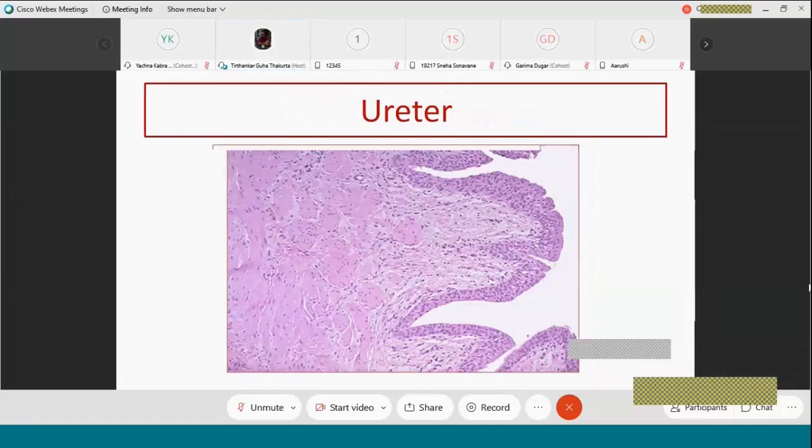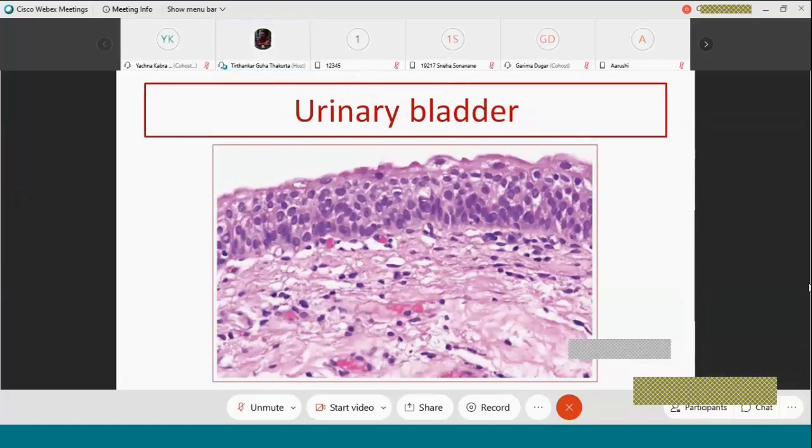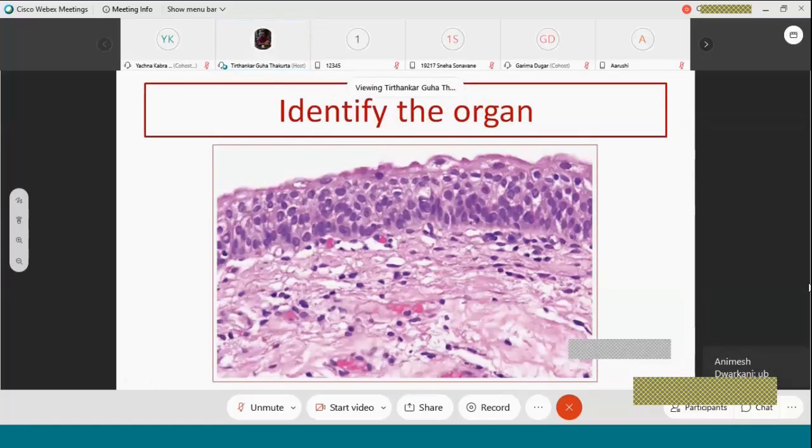What is this organ? So it's an organ with transitional epithelium, underlying which there is smooth muscle. So this is the urinary bladder.